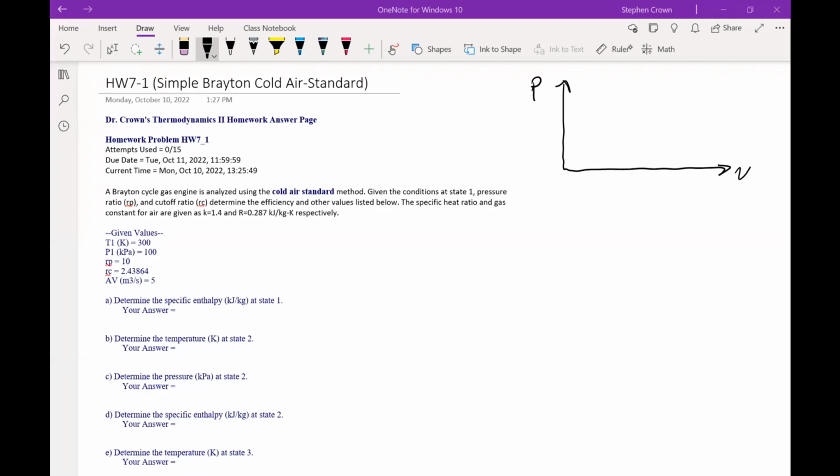In this tutorial, I'll quickly walk through homework 7.1, which is a simple Brayton cold air standard problem. In this problem, we're doing the Brayton cycle as an open system. So our equipment consists of a compressor, heat exchanger, turbine, and another heat exchanger.